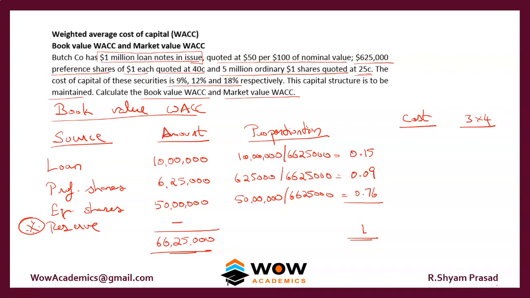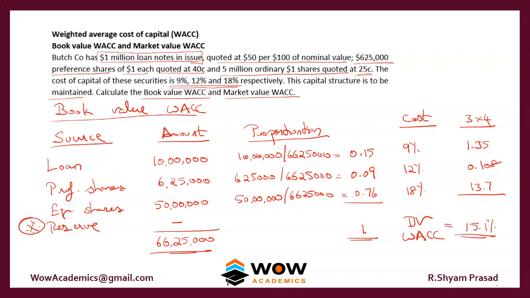Okay, there is a 1 million loan note in issue, and the cost I think is given here. So the cost of capital of these securities is 9%, 12%, and 18%. Now we'll multiply both and get the answer for the last column. So add all of them together. If you add, you get 15.1%. Our book value WACC is 15.1%.